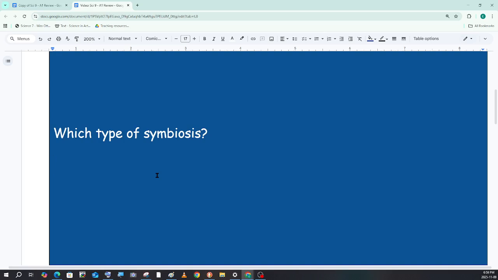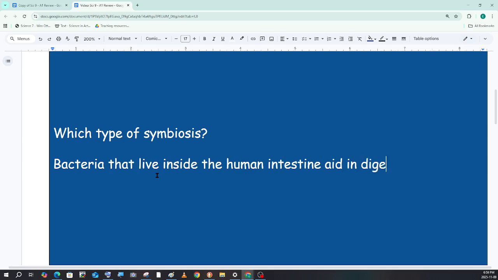All right, so here's a really good one. Bacteria that live inside the human intestine aid in digestion. Would this be commensalism, mutualism, or parasitism? Okay, this would be mutualism because the bacteria are getting food and shelter from the human, but at the same time, they're actually providing a service and helping us with our digestion.